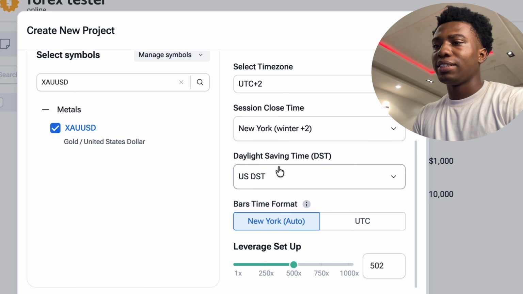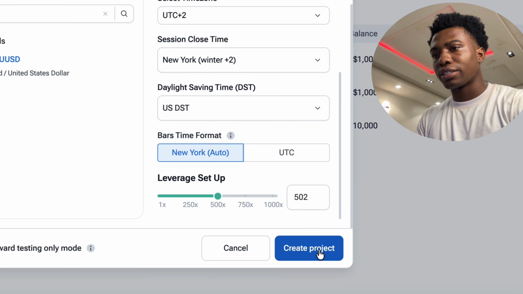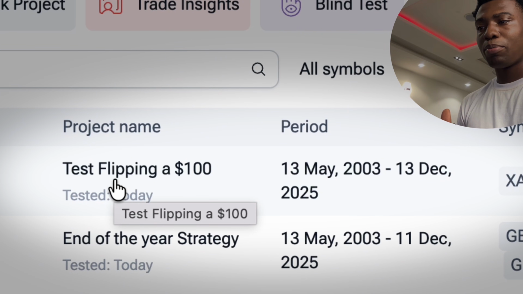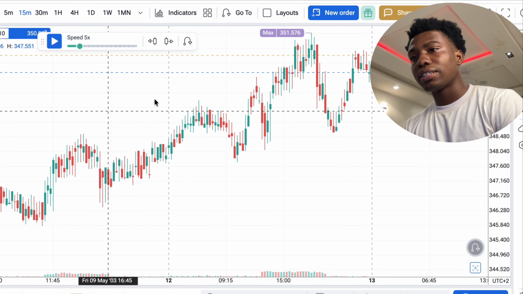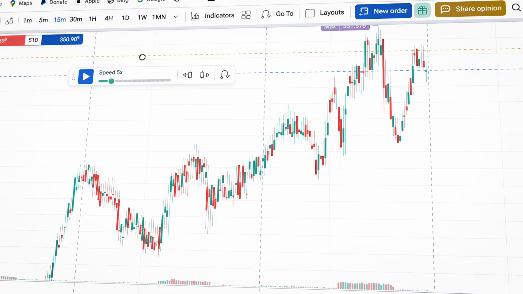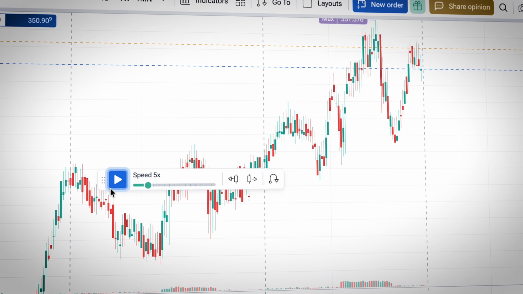So yeah, all of this is done, and let's create a project. Right here we have it: test flipping $100, which, clicking into the project, will bring you into the workspace. Okay, so this is a test flipping $100. But let me give you a tour of what the Forex Tester Online project workspace looks like.